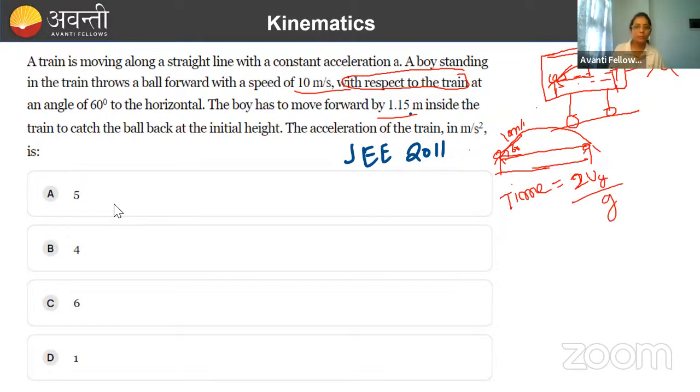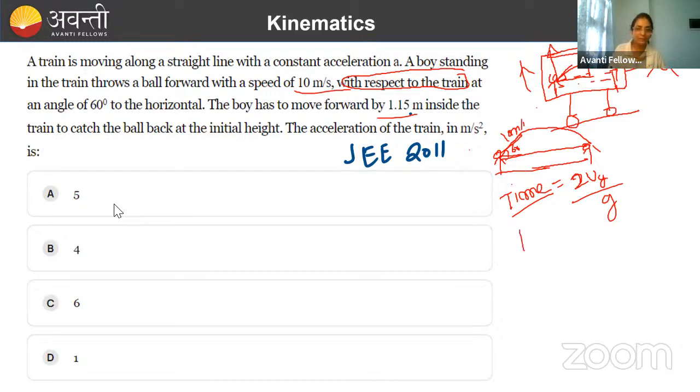Now you can see carefully. Uy means time only depends on velocity in the y direction. And here the train is not going to contribute anything to the velocity in the y direction, because the train has no velocity in the y direction, right? Its velocity will be only in the horizontal direction. So the velocity of the ball with respect to the train in the y direction will be the same as the velocity of the ball with respect to the ground, because both ground and train are at rest along the vertical direction. So this formula we can use here.